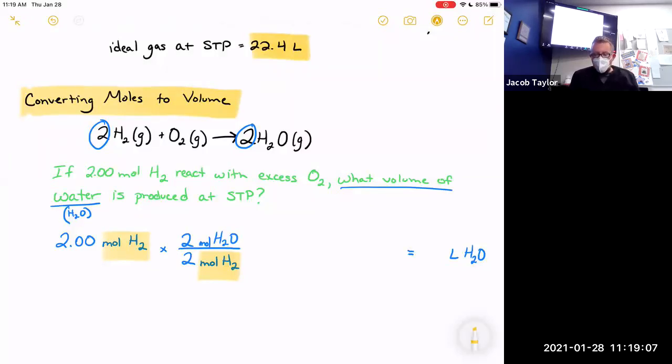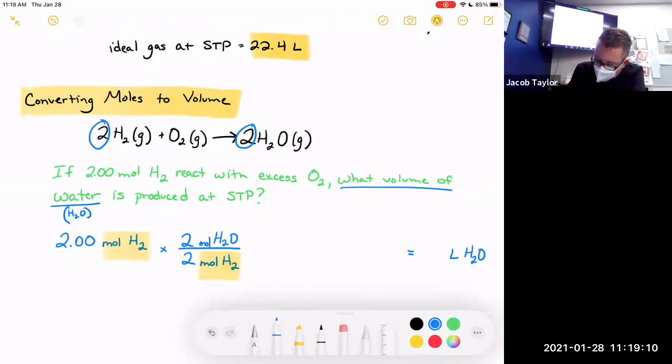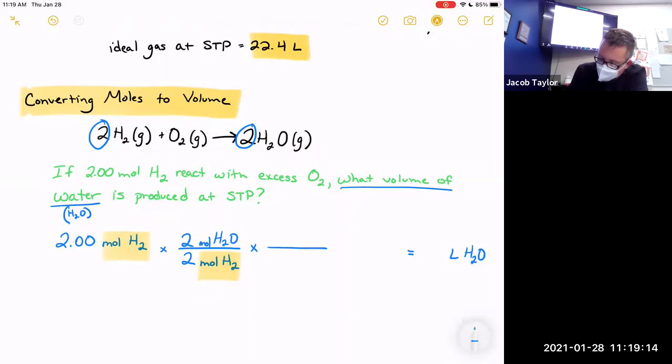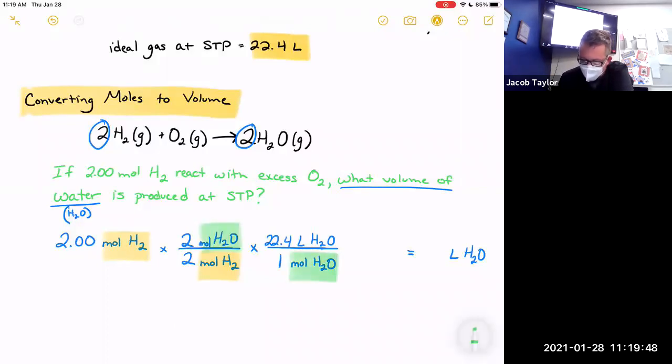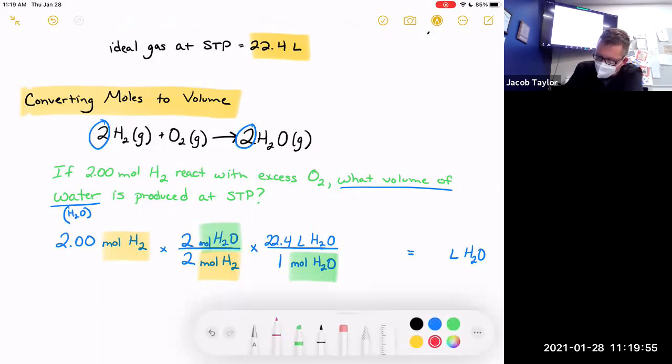I don't want my answer to be moles of water. I want my answer to be liters. So I'm going to have to multiply by something else. I want to cancel out the moles of water at the top. So I'm going to multiply by something that has moles of water on the bottom. Since I want my answer to be liters of water, let's do liters of water on the top. And so now I want a ratio. How many liters of water would there be? 22.4 liters for every 1 mole of water. And this is going to allow me to now cancel these units, moles of water and moles of water, which would leave me with liters of water as my unit.